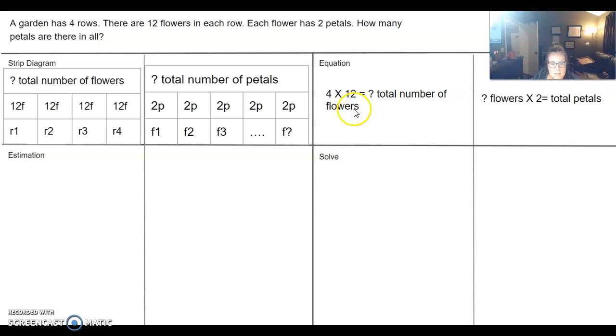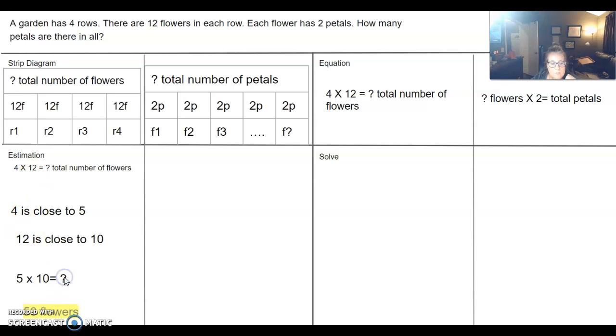So now I'm going to move to my estimation. I'm going to bring my first equation down: 4 times 12 equals the total number of flowers. Well, I know 4 is pretty close to 5, and I know 12 is pretty close to 10. So I'm just going to use those two numbers. I'm going to say 5 times 10, and I'm just going to skip count. I could skip count by 5, or I could skip count by 10. I'm going to skip count by 10: 10, 20, 30, 40, 50. So I know there are about 50 flowers. And I have it highlighted because I know I'm going to need it for my second step.